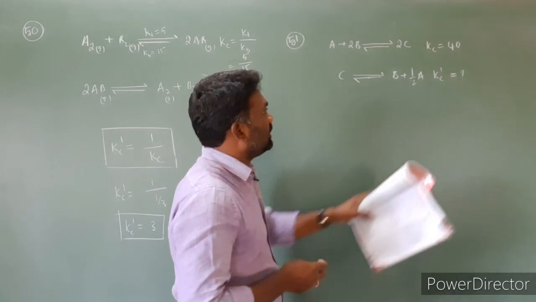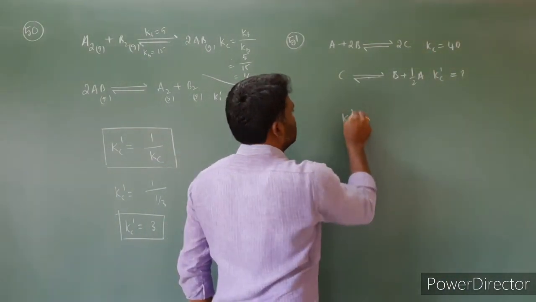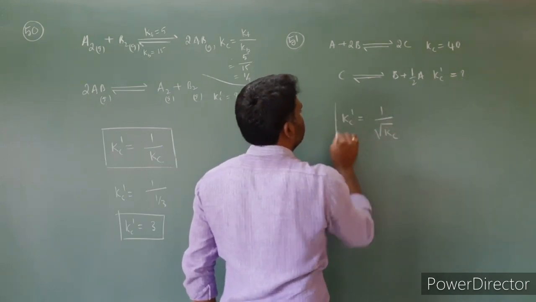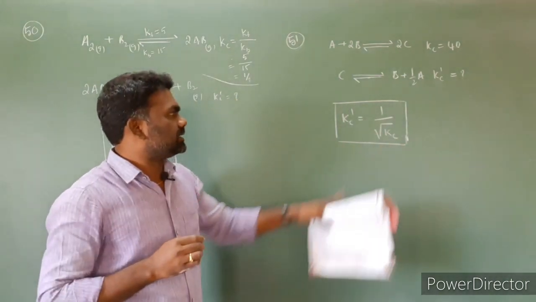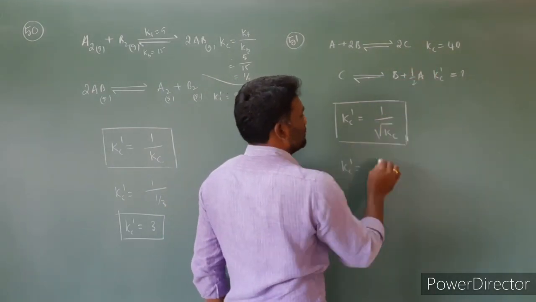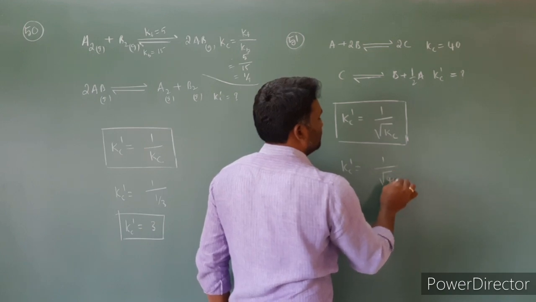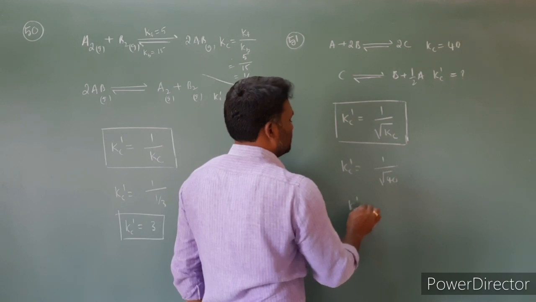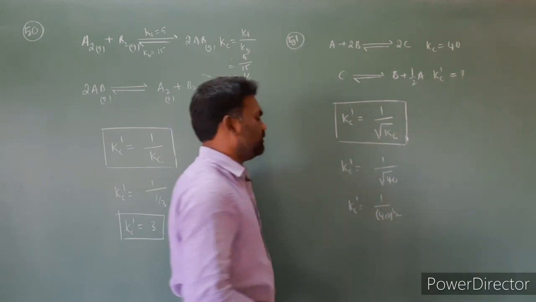Next we have to find the relation between the Kc and Kc dash. Then Kc dash is equal to 1 by root Kc. This is the relationship between the Kc and Kc dash. Kc is given as 40, so Kc dash is equal to 1 by root 40. Root 40 is nothing but 40 power 1 by 2.